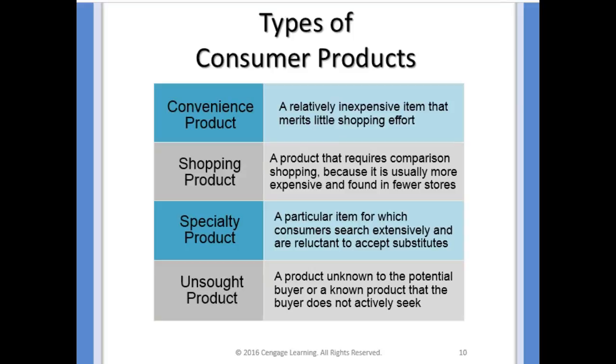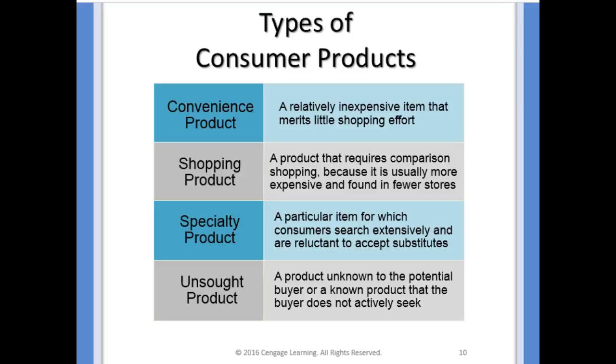So for the convenience products, as you can see, these are usually the ones that don't cost a whole lot of money and you don't have to think a whole lot about when you buy them. Some examples of these could be candy, soft drinks, sodas, just simple things like that, gum that you buy on a regular basis.